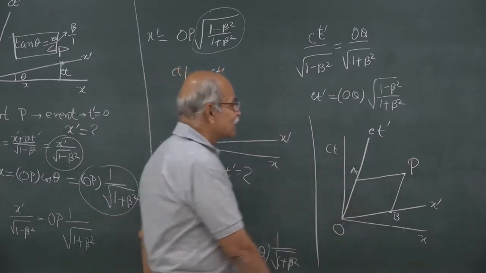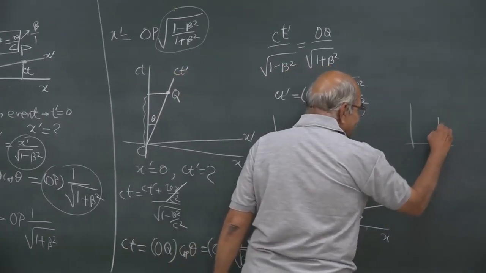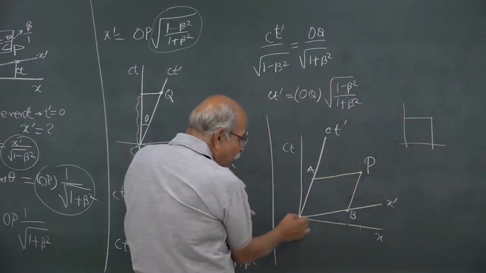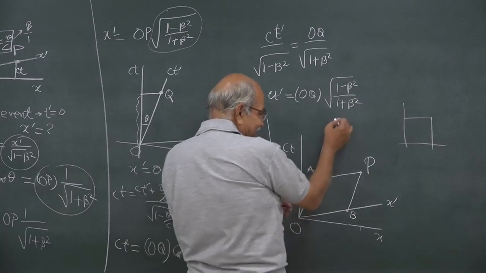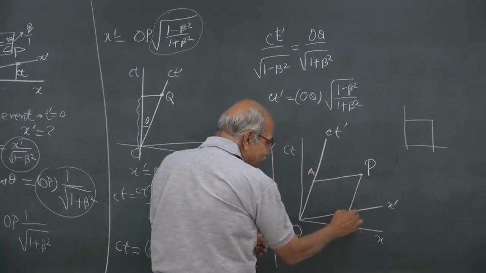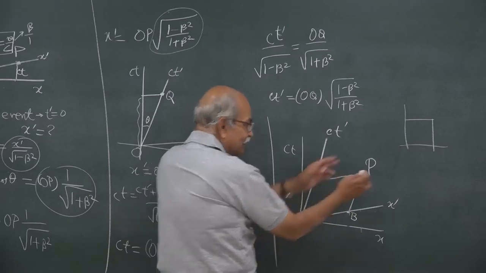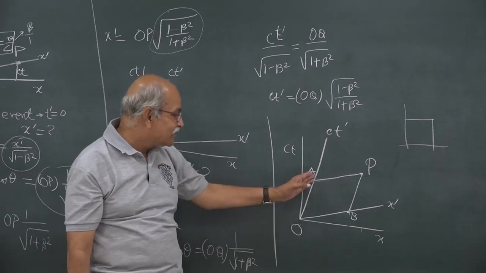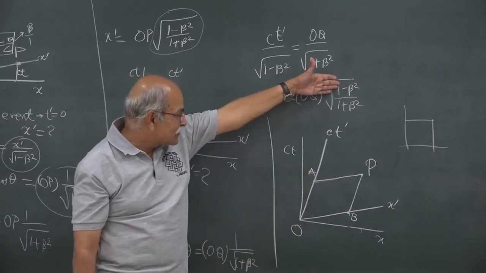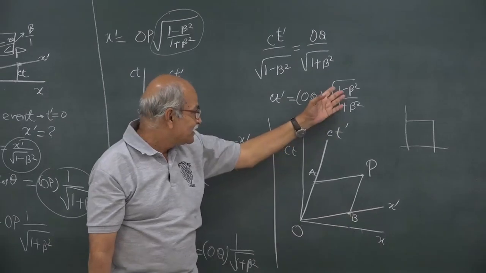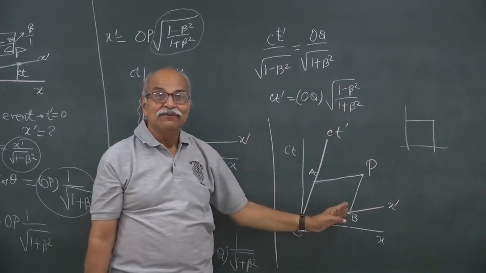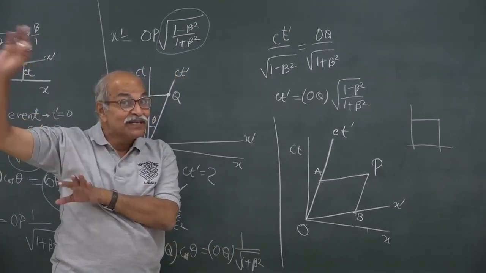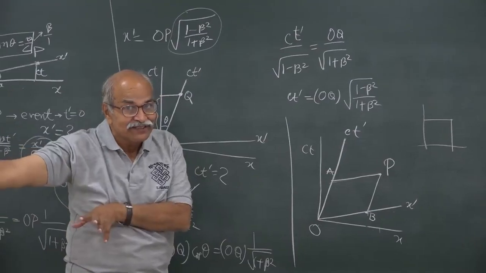Just like in our rectangular coordinates, we draw lines parallel to the axis and then say that this is x and this is Ct. Here there are oblique axes, and therefore you draw lines which are parallel to the two axes and see the intercepts. Here also you see the intercepts, and then this length multiplied by the factor gives you Ct prime, and this length multiplied by the same factor gives you x prime. So, you can go from x t to x prime t prime, the same thing which Lorentz transformation does. So, we will continue from here.